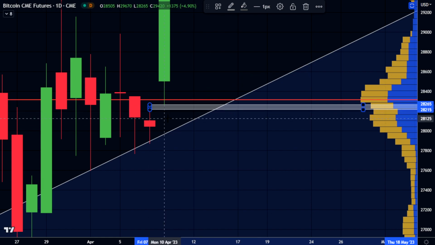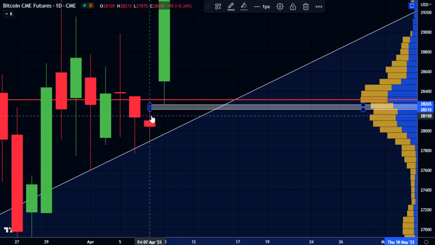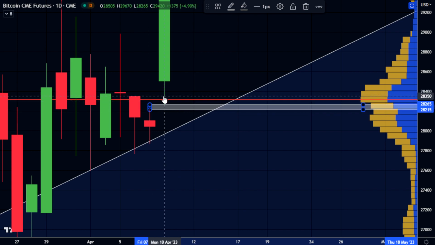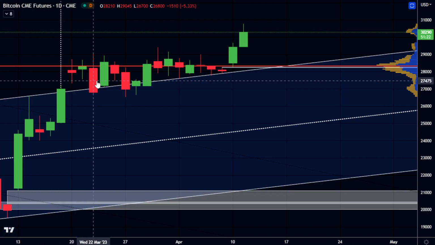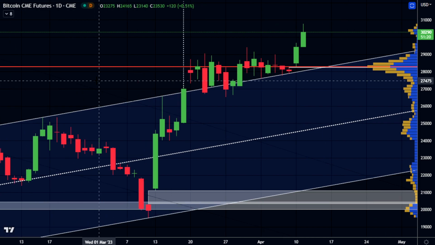These gaps basically form because the futures market is closed over the weekend, but the general Bitcoin spot market stays open. So when the futures does open, it generally can open higher if the spot market did move higher over the weekend. And these gaps do get filled at least 90% of the time. They don't have to get filled, but a high proportion do get filled.